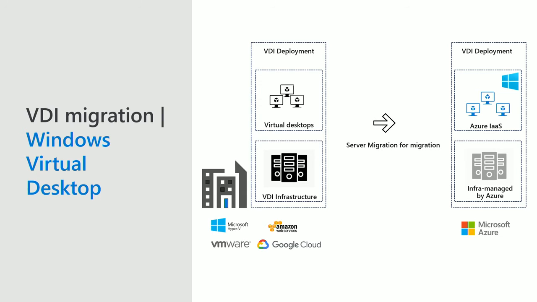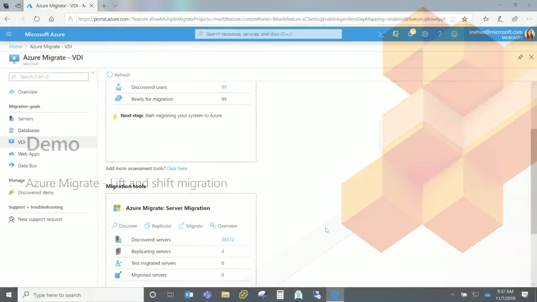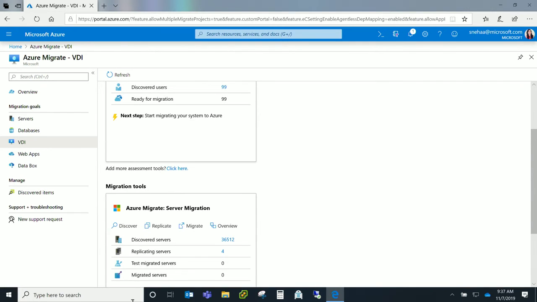So this assumes that you have completed a few prerequisites, which is setting up your virtual network, setting up your Active Directory, and you are now moving your on-prem virtual desktops to Azure. So we have the same environment here. We have assessed it using Lakeside, and now we are using the server migration tool to move the virtual desktops to VMs in Azure. So let's switch to the demo environment again, and let's look at how we can use the server migration tool to do that.